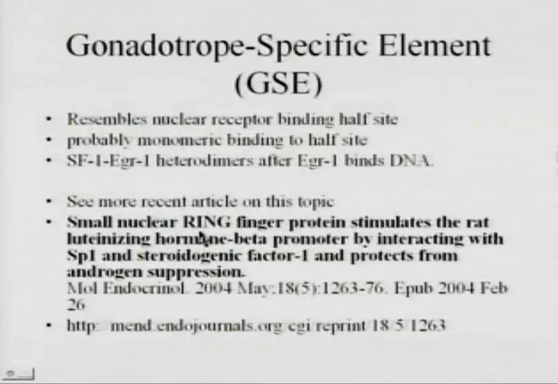So there's a more recent article on this topic, the small nuclear ring finger, or SNURF, SNRF protein, stimulates the rat luteinizing hormone beta promoter by interacting with SP1 and SF1 and protects against androgen suppression. And this is in Molecular Endocrinology 2004, volume 18, issue 5, page 1263.